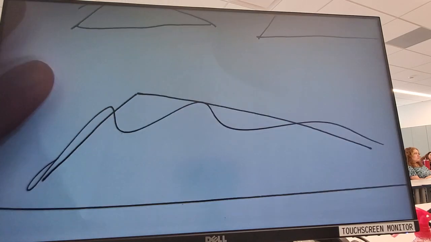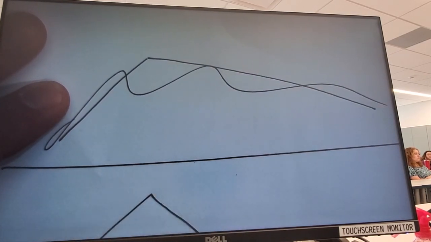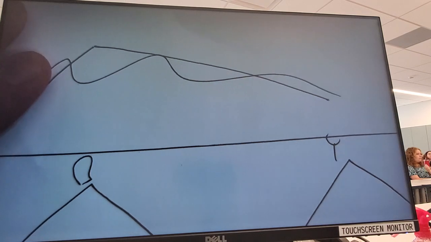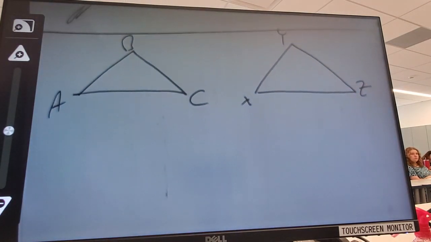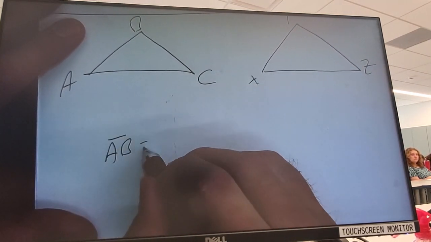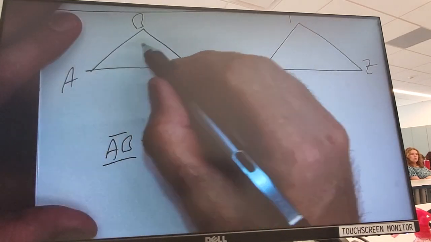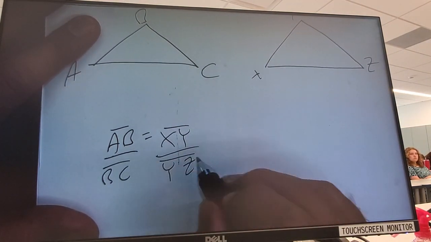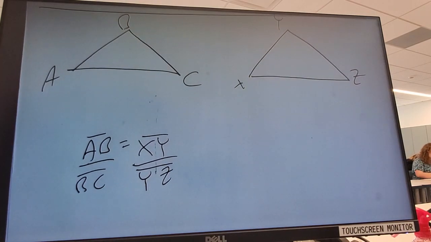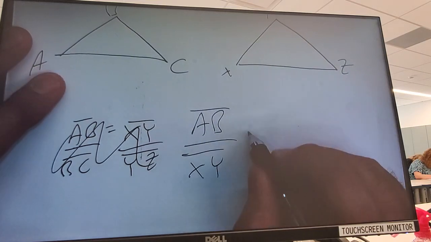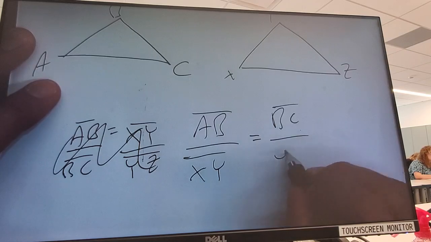So just to make this a little more formal. If I have triangle ABC, and I have another triangle XYZ, these will be similar if AB divided by XY is equal to BC divided by YZ. That's better.